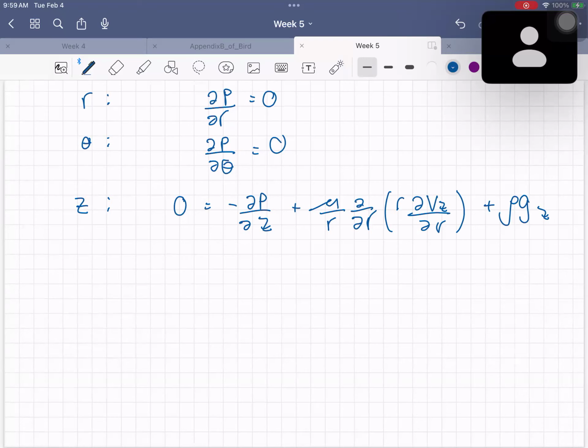From here, you can see that in R and theta direction, it's an equation with P, pressure as a function of r and theta, right? But they're not telling us about the velocity profile. So we're just going to leave it like that, okay? We're not going to solve it. But what we're going to solve is actually the third equation right here because it's in terms of Vz, okay?